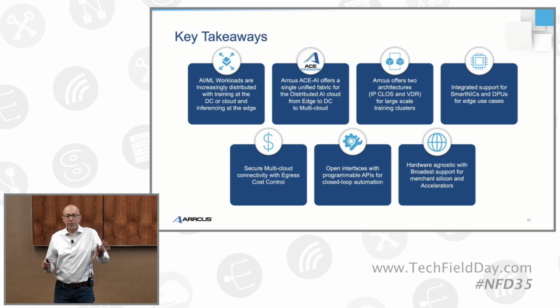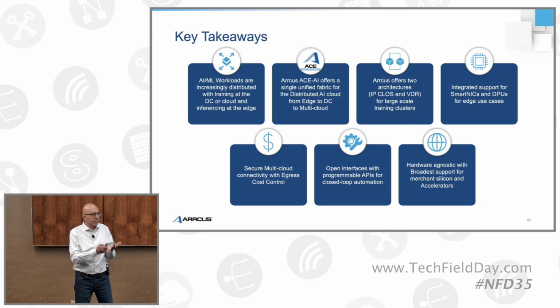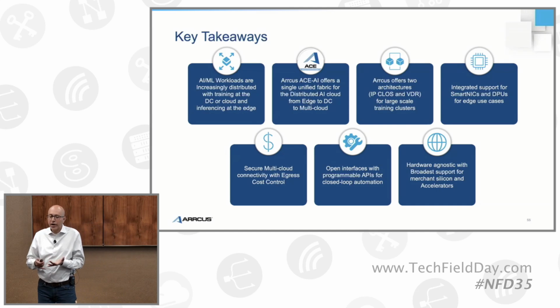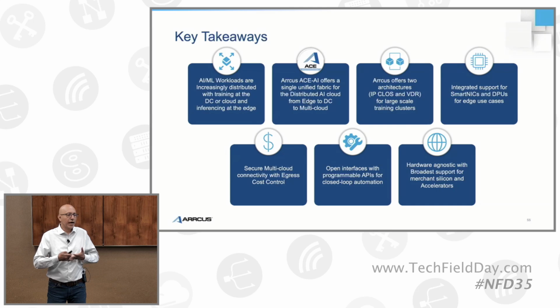Within the data center, we have IP Clos and distributed routing fabrics available for customers to choose depending on what their requirements are. We have a broad range of support of platforms, including smart NICs and DPUs for these edge use cases. With egress cost control, we're able to help minimize the cost from a cloud traversing perspective. We've got open APIs that help you with very quickly onboarding and automating your entire network. And we have the broadest range of hardware options available to customers.